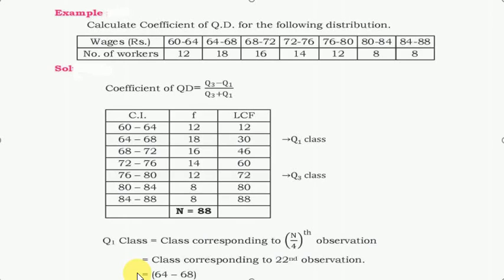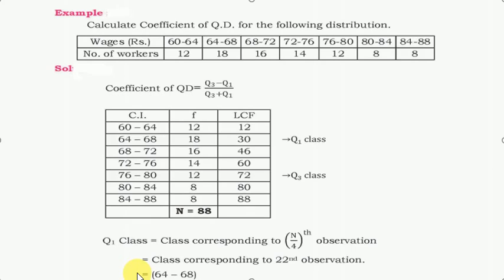Welcome to you all to the statistics part. In the previous video, we learned the semi-interquartile range for individual series and for the discrete series. Now in this video, we are going to learn the interquartile range for the continuous series. So far, what we have learned is the interquartile range or quartile deviation for the individual and the discrete series.